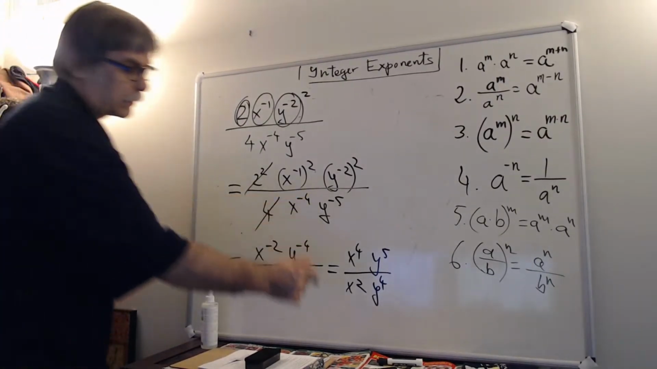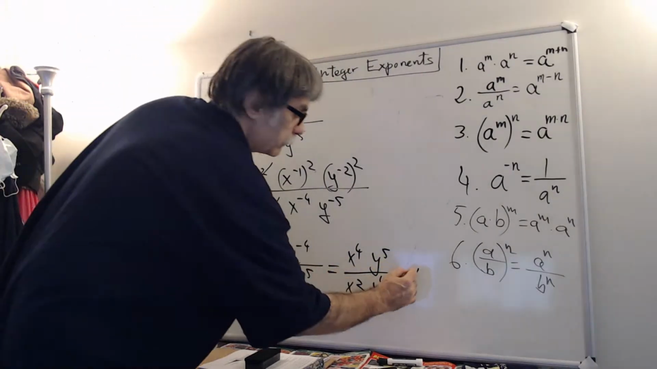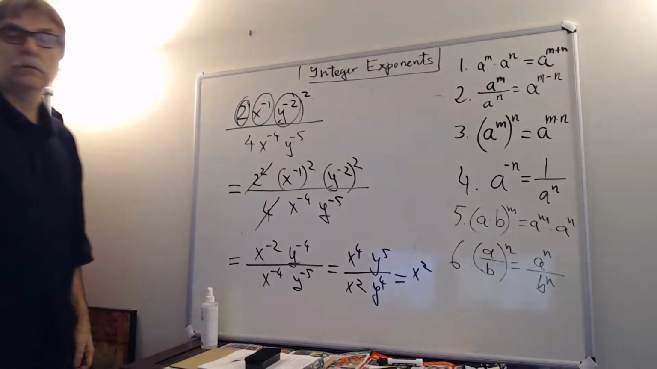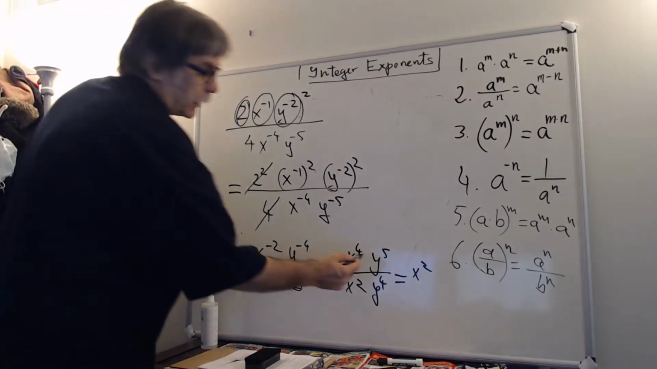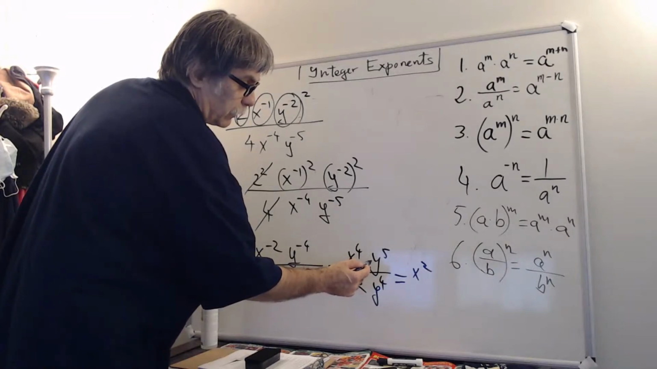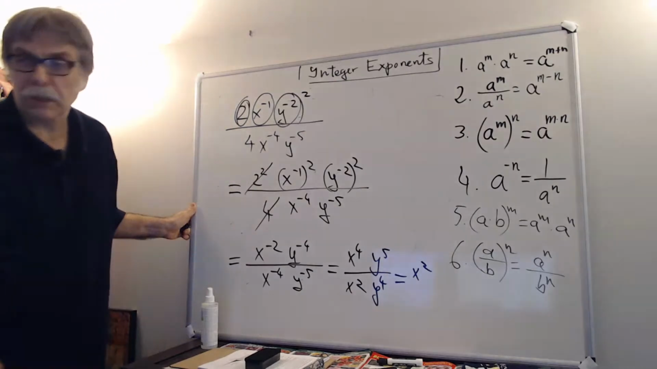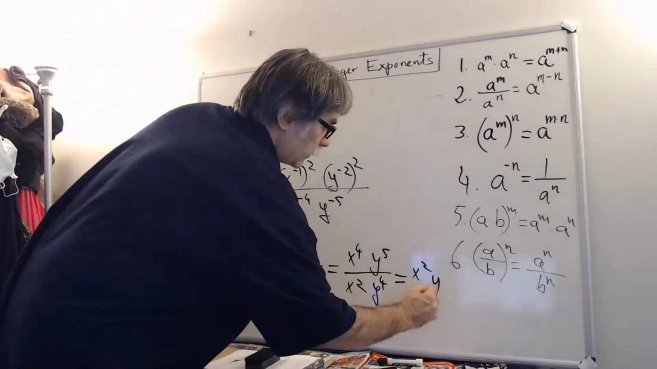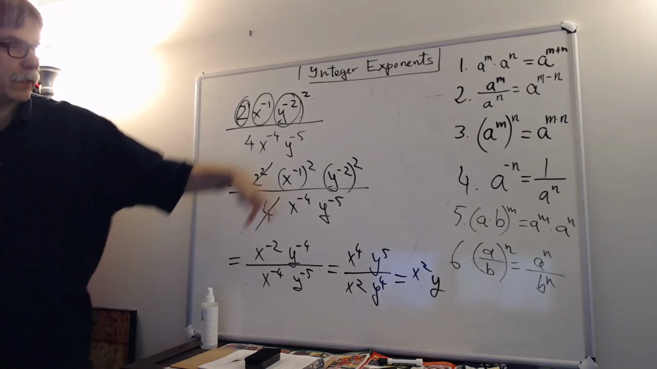And now I can do the cancellation. You can see I have 4 x's here, 2 down there. I'm going to have 2 squared, x times x. Here I have y, y, y, y, y. Here I have y, y, y, y. Cancel 4 of them, and one y is left. Done.